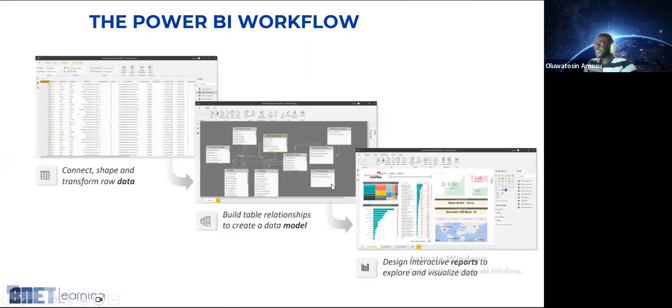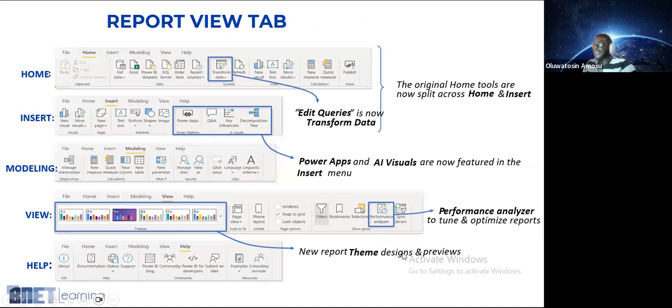And if I go on, this is the Power BI workflow. It starts with connecting, shaping, and transforming raw data. You can see from there, we are going to build table relationships, which is called modeling. Then last but not least, we are going to design interactive reports to explore and visualize the data. So these are some of the features of Power BI.